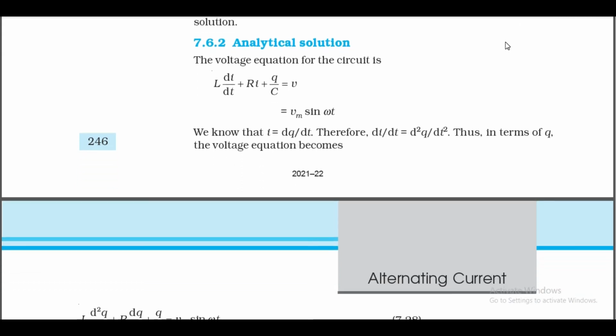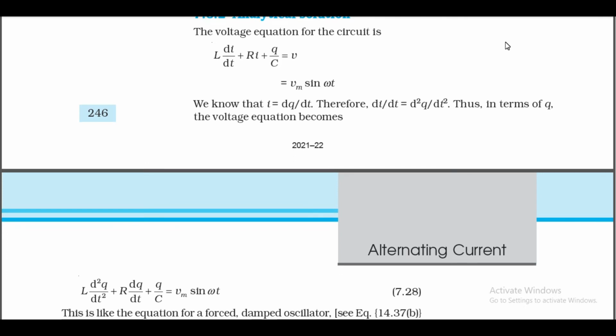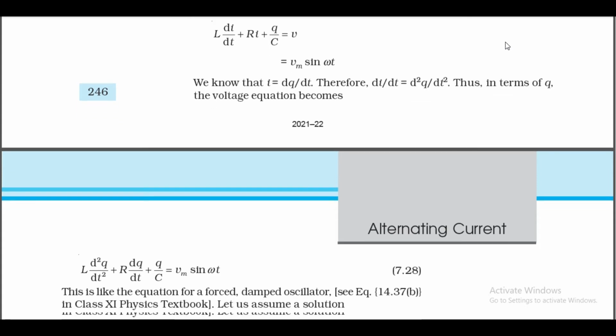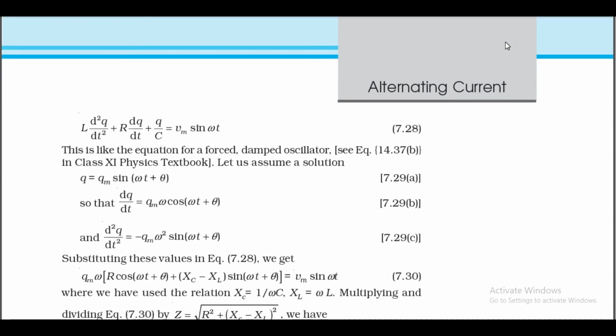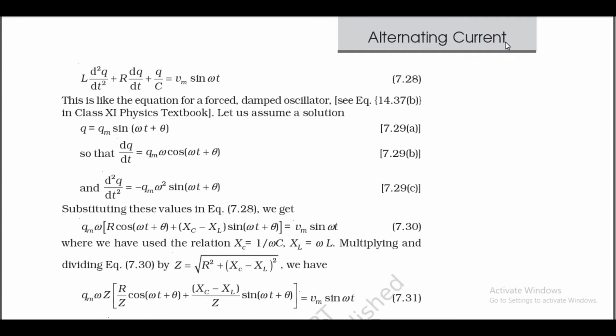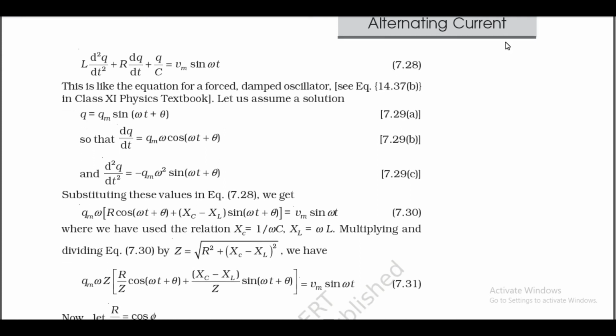7.6.2 Analytical solution. The voltage equation for the circuit is L di by dt plus Ri plus q by C is equal to V is equal to Vm sin omega t. We know that i is equal to dq by dt, therefore di by dt is equal to d square q divided by dt square. Thus, in terms of q, the voltage equation becomes L d square q divided by dt square plus R dq by dt plus q by C is equal to Vm sin omega t. This is like the equation for a forced damped oscillator.